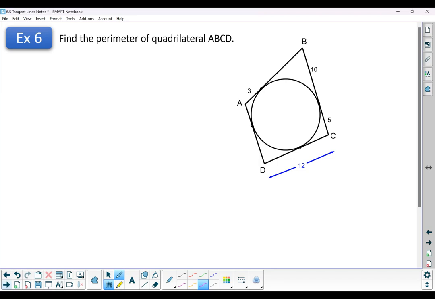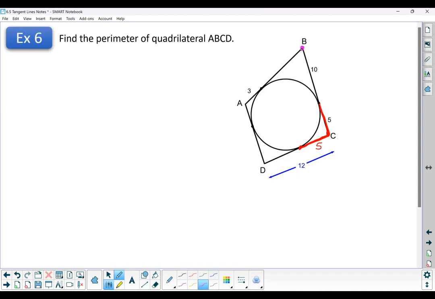All right, example 6. We've got a quadrilateral with a circle inscribed in it. We want to find the perimeter of this quadrilateral. And at first, when you see these, it seems almost impossible to solve them. But if you notice that we have 4 points outside of the circle, and each of the points is connecting tangentially to the circle. So this segment right here from C to that point of tangency is 5. And we have the tangent on the other side of the circle as well. So this segment is 5.